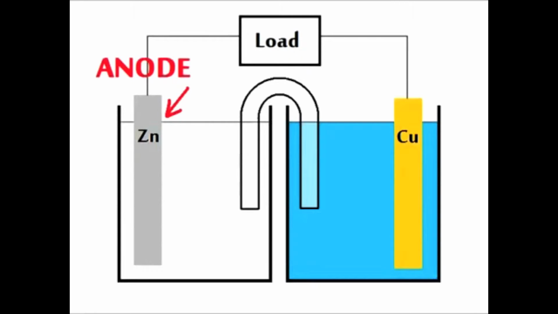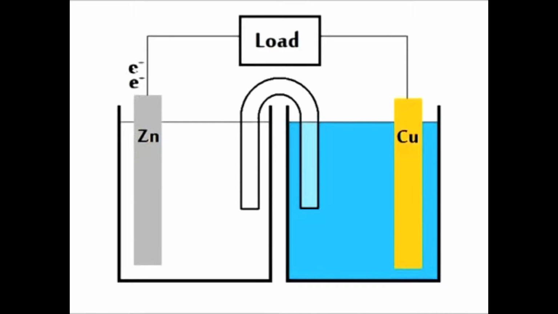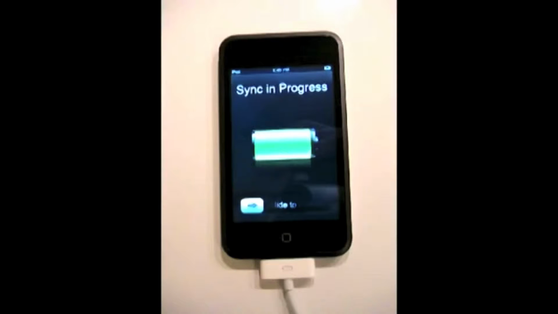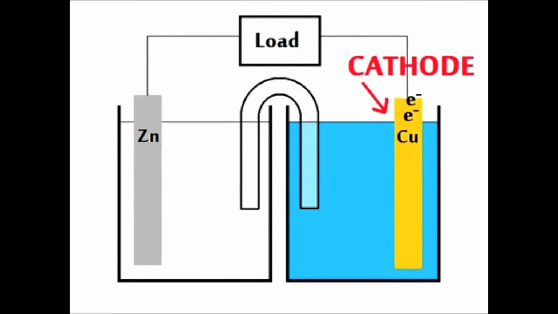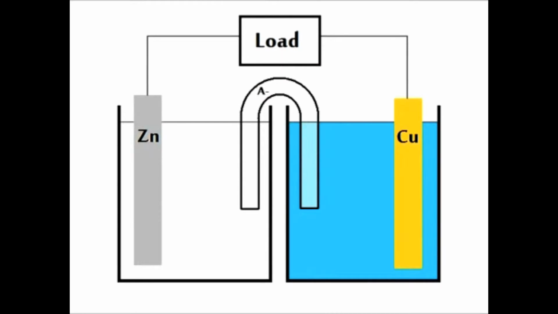We start at the anode, electrons are lost there, and go through the wire and through the load on fire. They enter the cathode and reduce the cations, and the anions go through the salt bridge back to where?